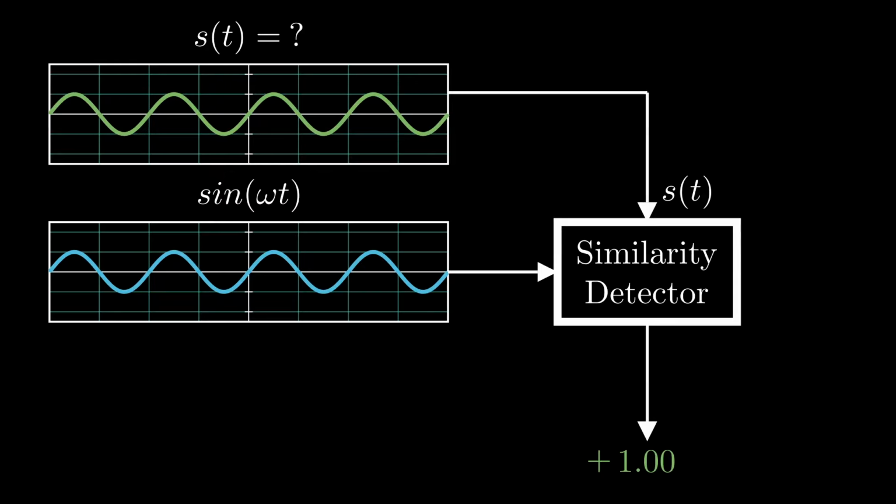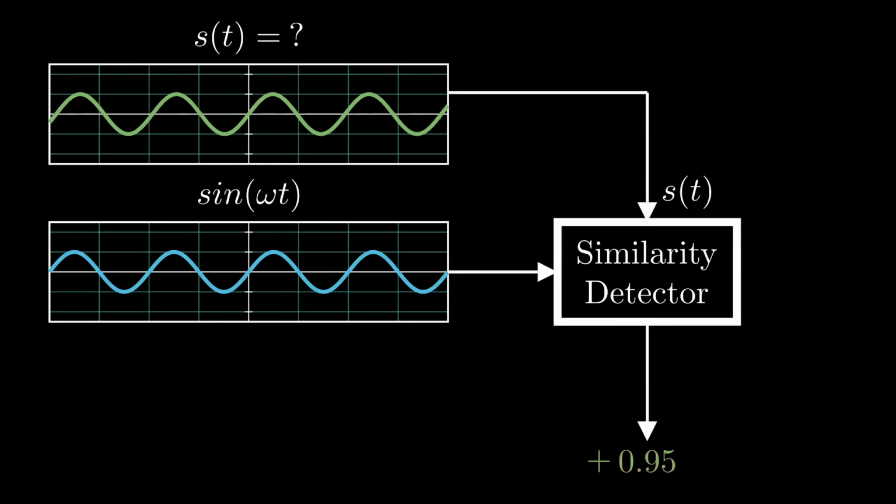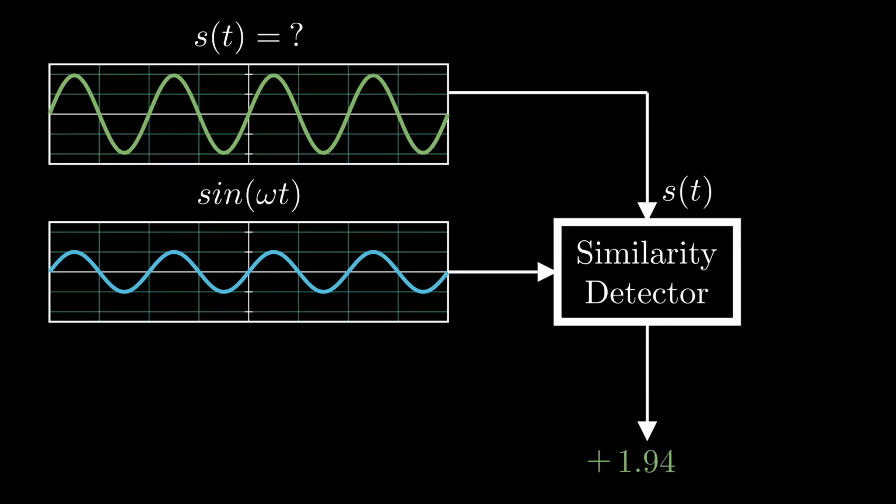So let's examine this wave similarity detector some more. If we put in 2 sine waves with totally different frequencies, the detector should give us 0. If we put in 2 sine waves that are out of phase, we should also get 0. But if we put in 2 sine waves with the same frequency and phase, we want our detector to tell us the amplitude of that sine wave.